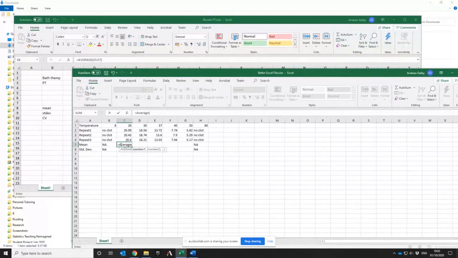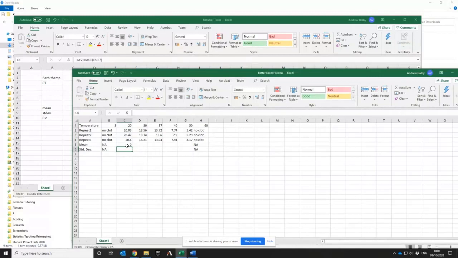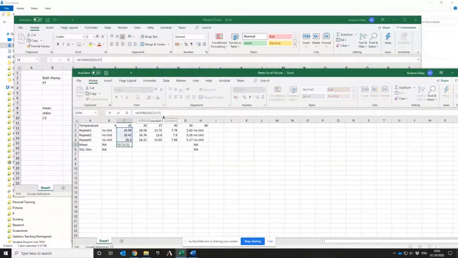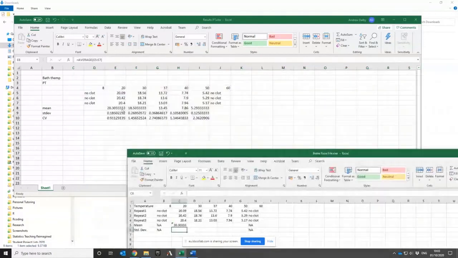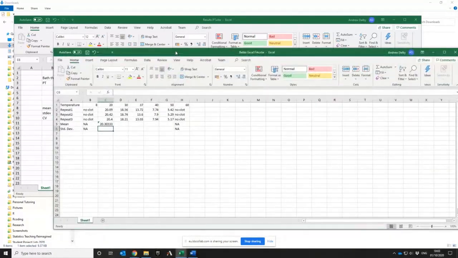Equals average, and I want it from, what am I in? I'm on C to C5. Oops, I haven't, C2 to C4. That would be better. See what I mean? At 20, 0.303, everything's good. Now to calculate that mean, I had to know that you have to type in equals average. I had to know the way Excel works in typing a formula in there.